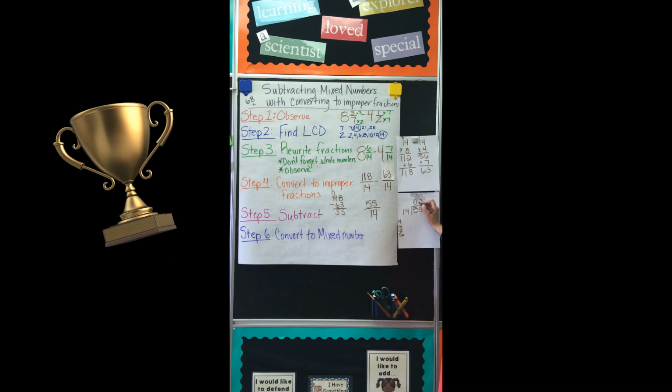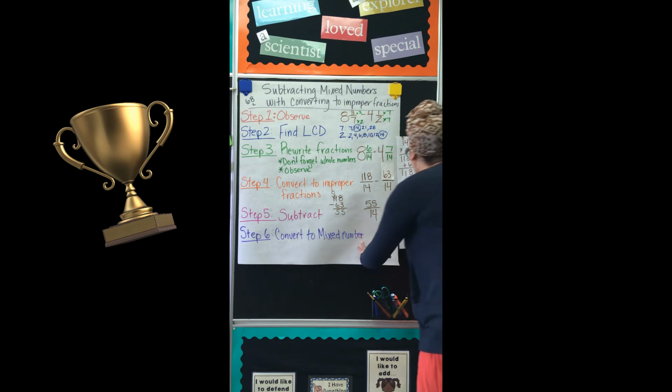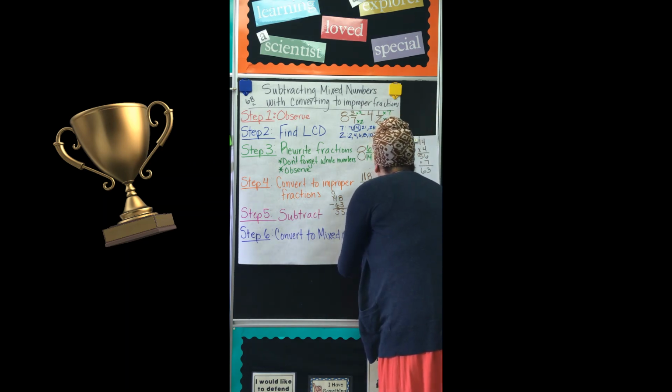So I put 3 up here. I go 3 times 14. It is 42. I go 5 minus 2 is 3. 5 minus 4 is 1. This is a good remainder because it is smaller than our divisor. So we have 3. Our remainder becomes our numerator, and my denominator is 14. So now we have 3 and 13/14.